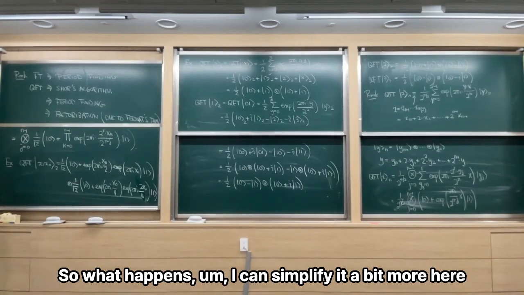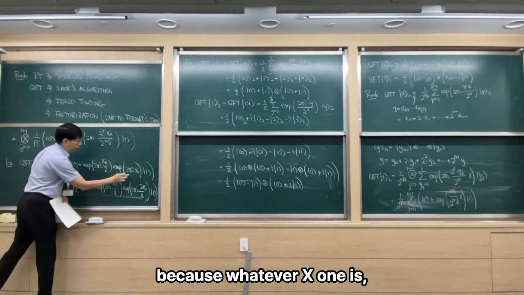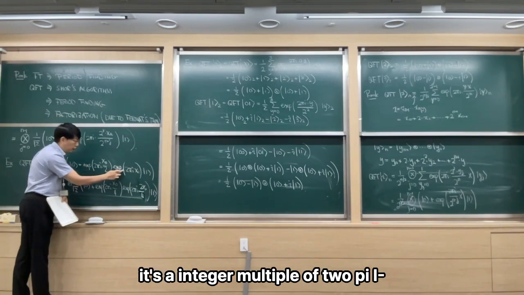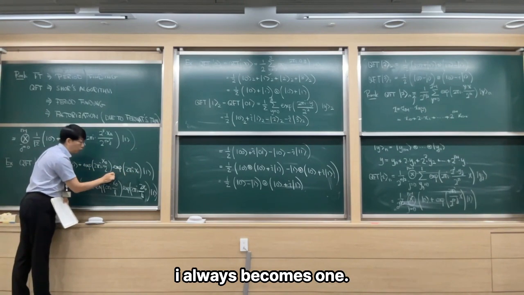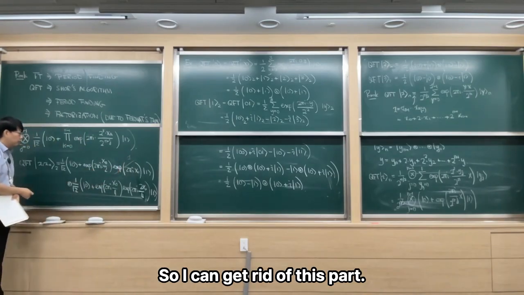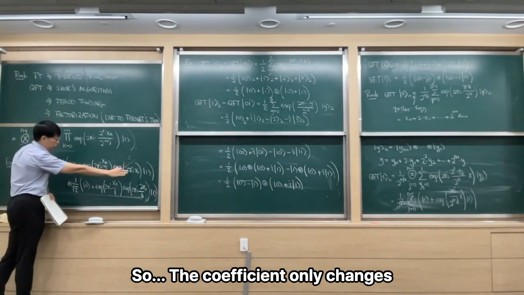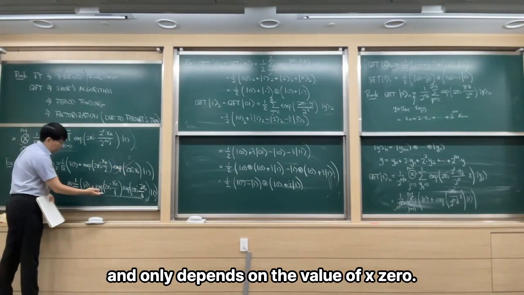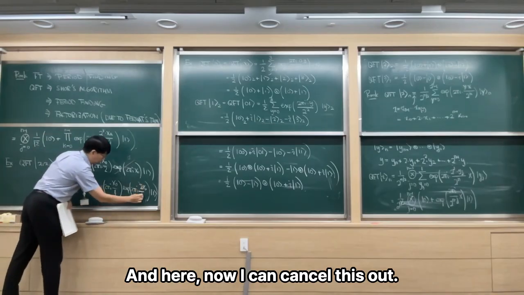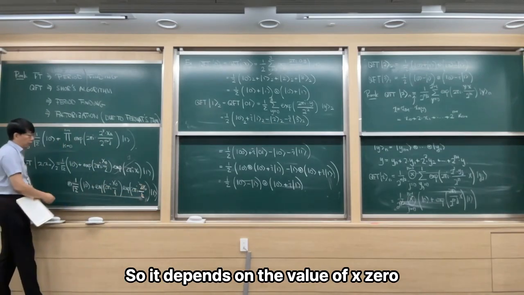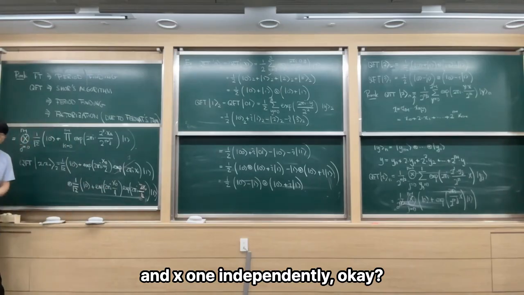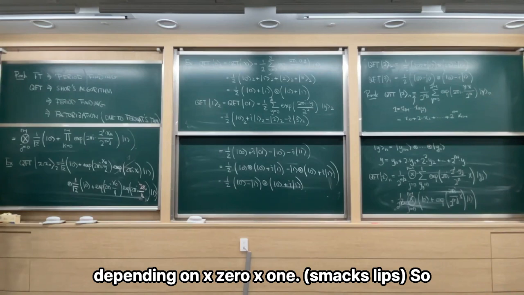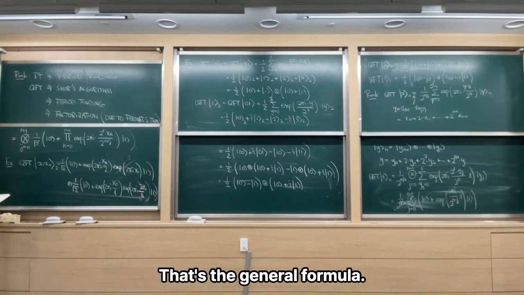Okay. So what happens, I can simplify a bit more here, because whatever x1 is, whether it's 0 or 1, it's an integer multiple of 2 pi i. So exponential of integer multiple of 2 pi i always becomes 1. So I can get rid of this part. So the coefficient only changes for the ket 1 in the first here, and only depends on the value of x0. And here, now I can cancel this out. So it depends on the value of x0 and x1 independently. Okay? So whether it could be i or minus i, depending on x0, x1. So that's the formula. That's the general formula.